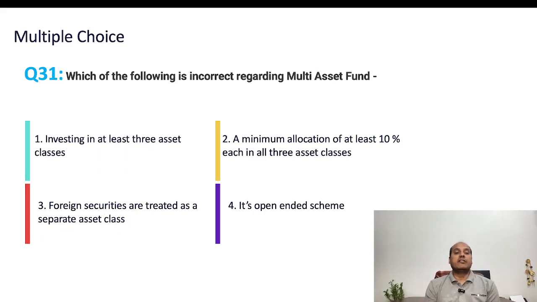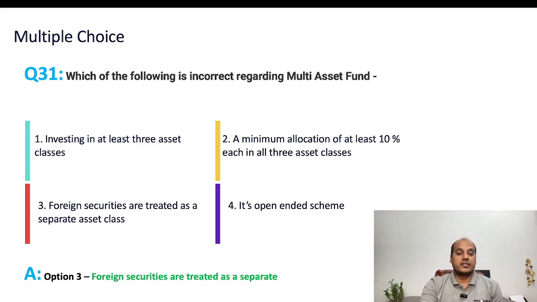Question number 31. Which of the following is incorrect regarding multi-asset fund? Investing in at least 3 asset classes, that's right. A minimum allocation of at least 10% in all the 3 asset classes, this is also correct. Foreign securities are treated as a separate asset class. They are not treated as a separate asset class. They are treated within equity. Fourth is it's an open-ended scheme. So open-ended scheme, it's not necessary. So option 3 is the correct one.